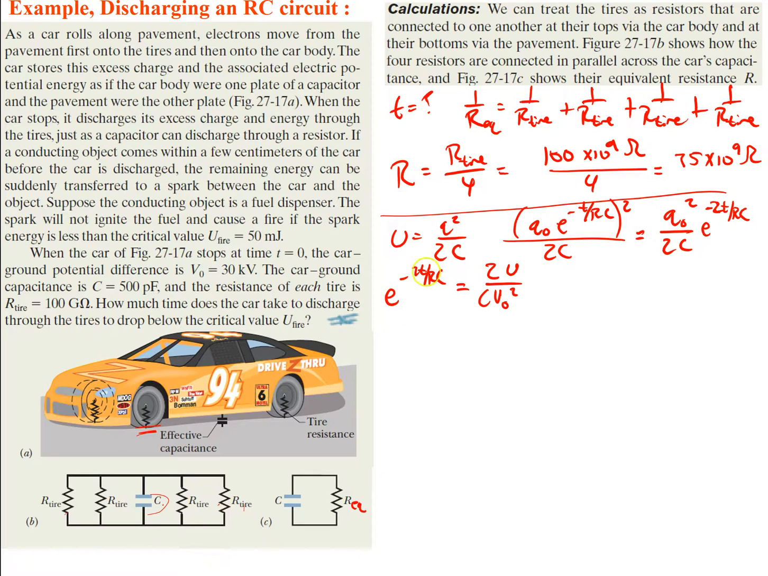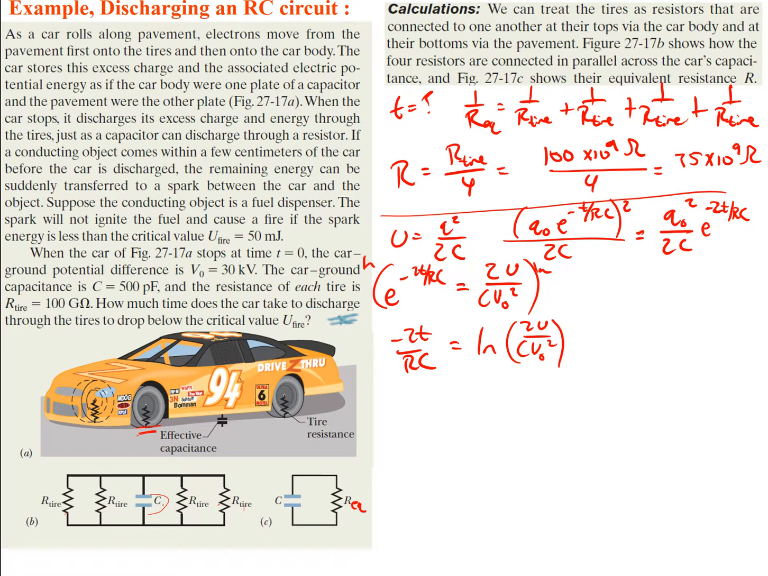Now we want to get t alone again, so we need to take the natural log of both sides. We end up with just negative 2t over RC on the one side, because the natural log of the exponent of something gets rid of the exponent and everything's brought down. So you get negative 2t over RC equal to the natural log of everything that was on the other side, which is 2U over C V naught squared.